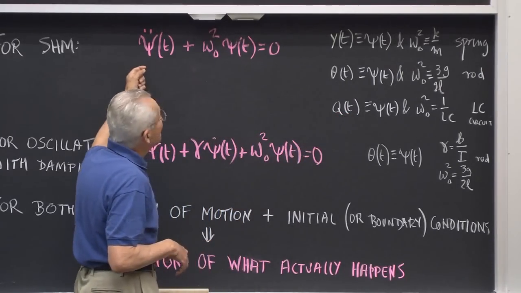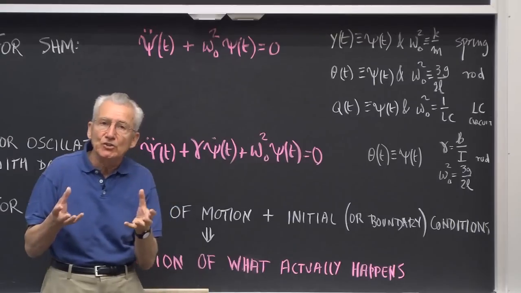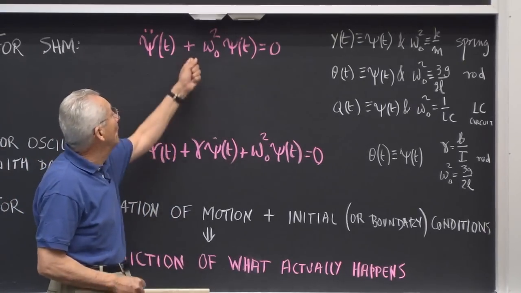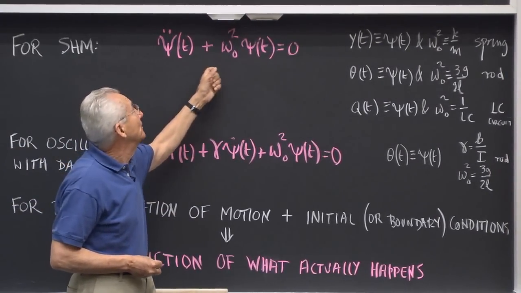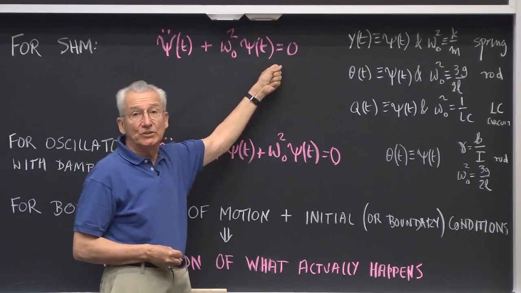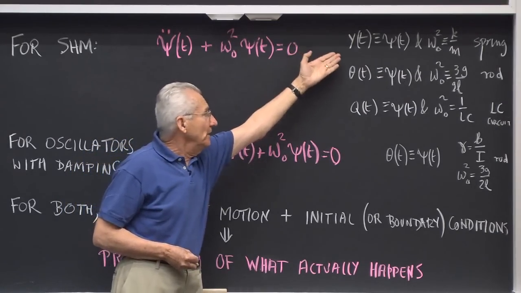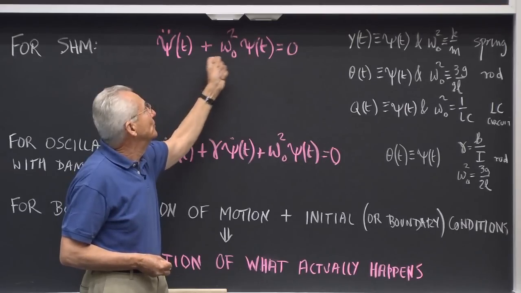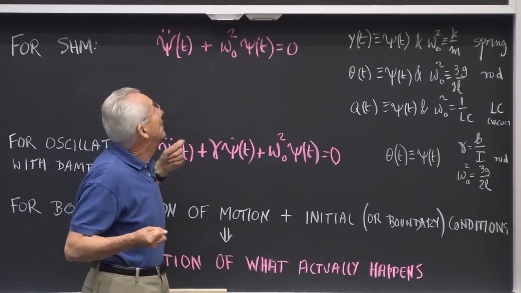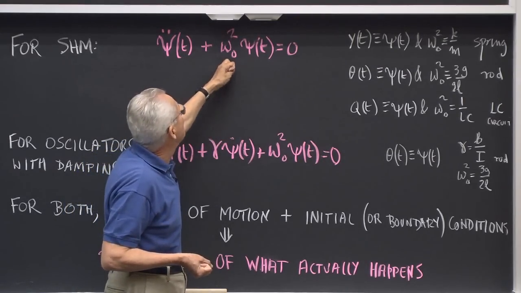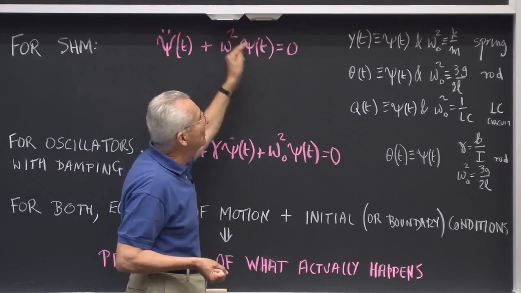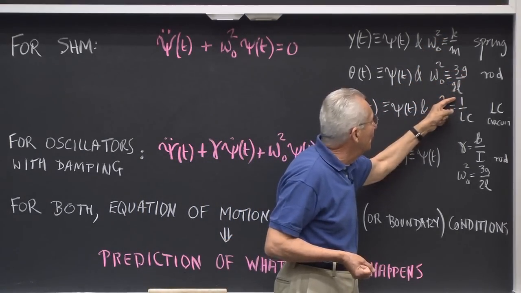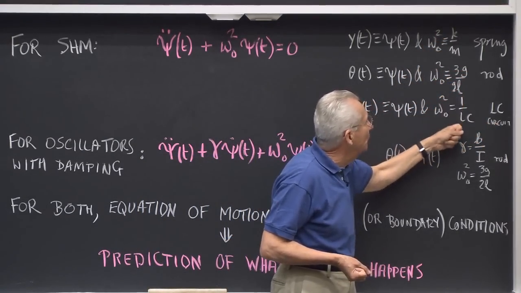But I could have summarized the equations of motion for the three harmonic oscillators by this one equation, and just tell you, well, this is the equation of motion for that, and put in the appropriate quantity which is displaced, and also put in the appropriate value of this constant, which for the spring was k over m, for the rod 3g over 2l, for the LC circuit was 1 over LC.